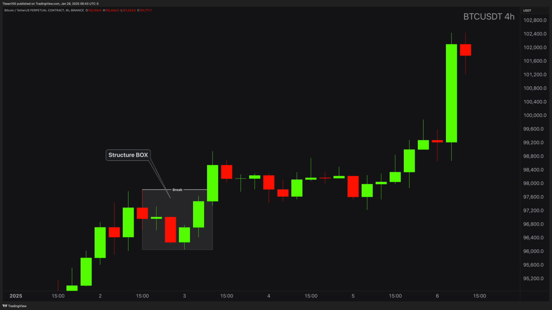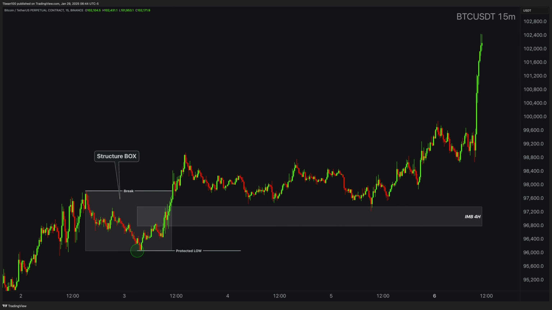This bullish structure box confirms that buyers are in control, and they will need to protect this low at all costs. And the imbalance areas like this one here are great areas with cheap discounted prices to look for some trades. Let's drop to the 15 minutes time frame and talk further.